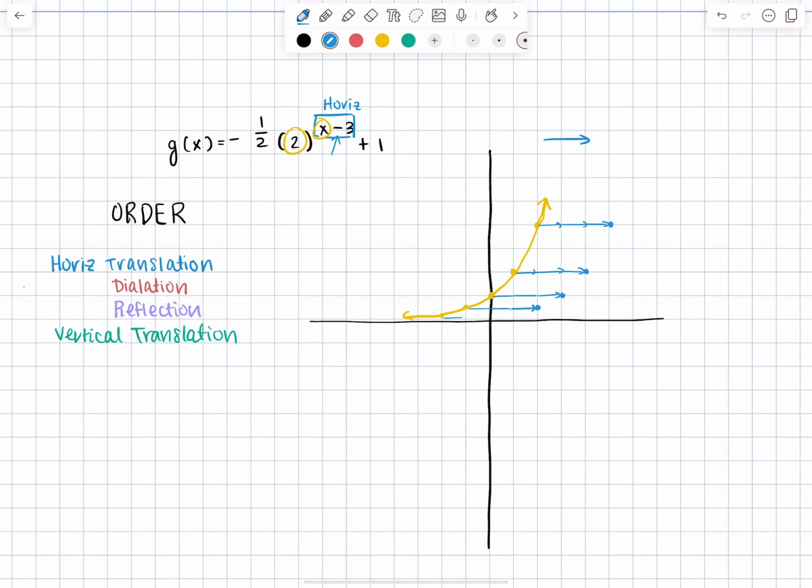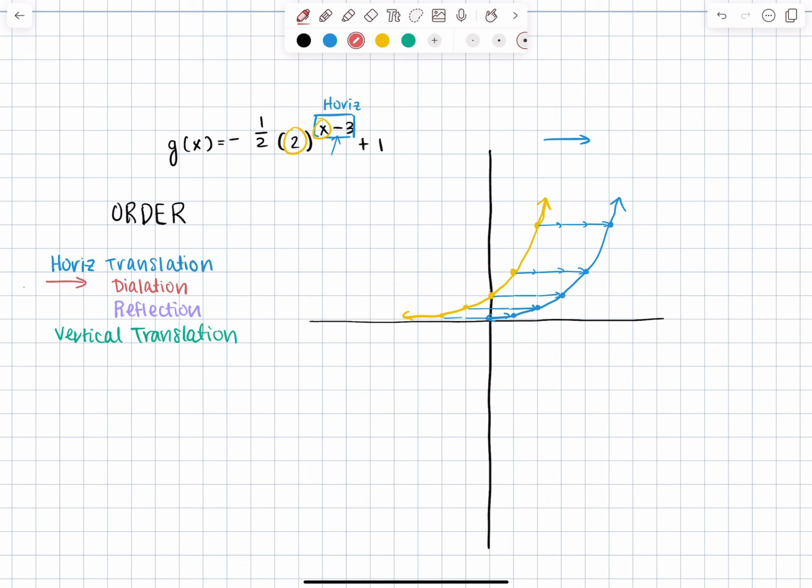Finally, 1, 2, 3. Perfect. So this is our new graph. Again, I like to erase my parent functions, but since we're using different colors, it's easy to recognize. So let's move on to our next transformation.